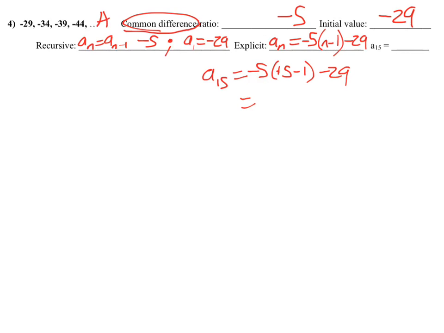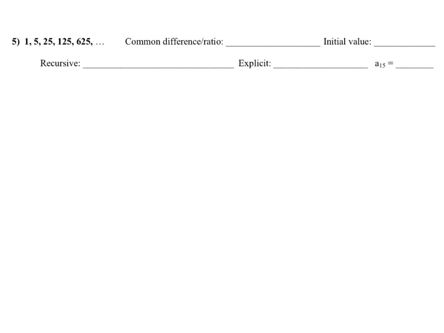Let's see, 15 minus 1 is 14. If you times that by negative 5, you'll get negative 70. And if you subtract 29 more, you're going to get negative 99. So a sub 15 is going to be negative 99. Alright, moving on to the next one.